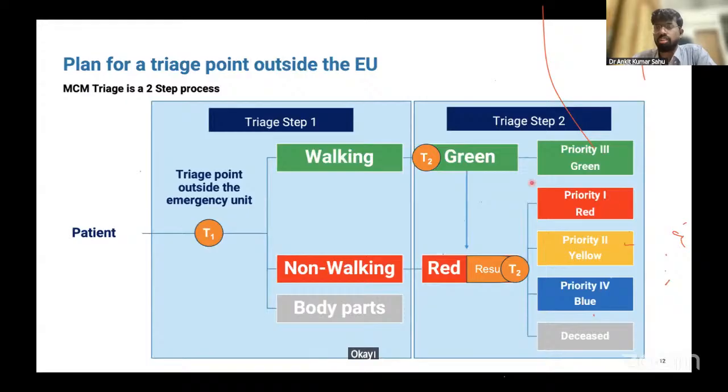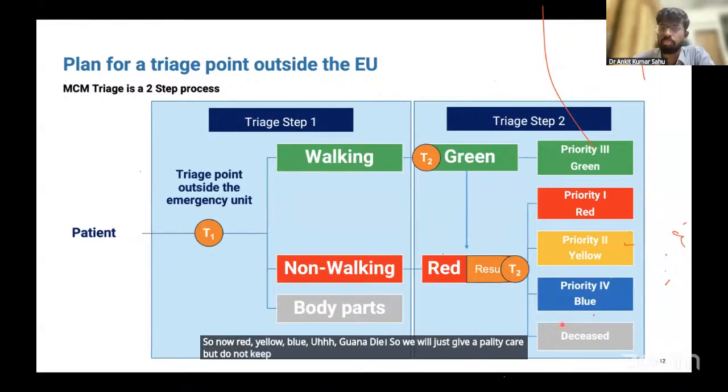Okay, so now red, yellow, blue, who is gonna die. So we'll just give a palliative care, but don't keep the patient in the resus bay. And the patient who is dead will be shifted to mortuary.